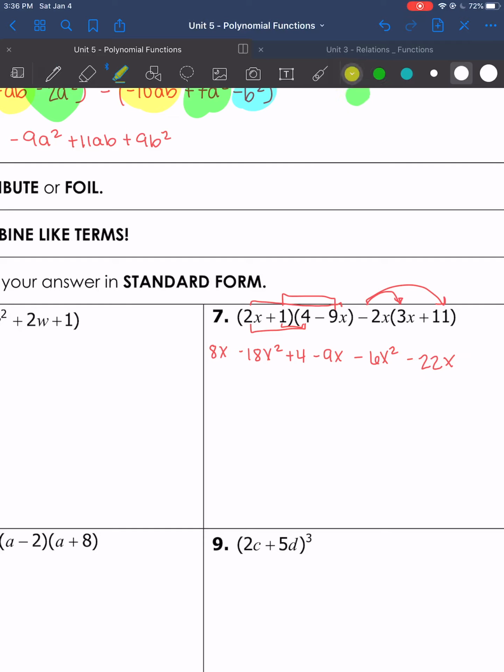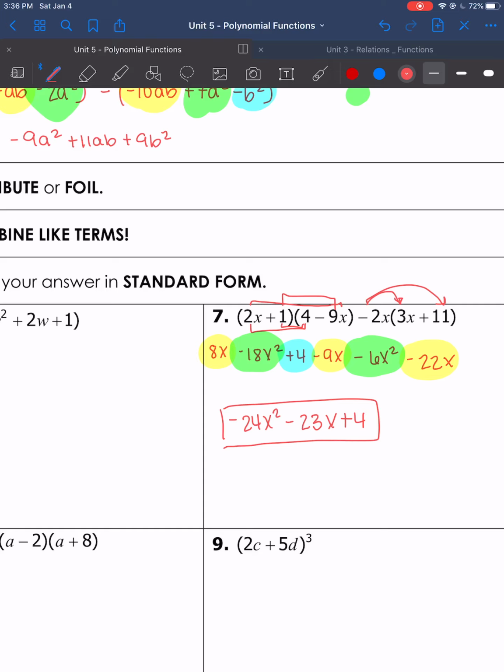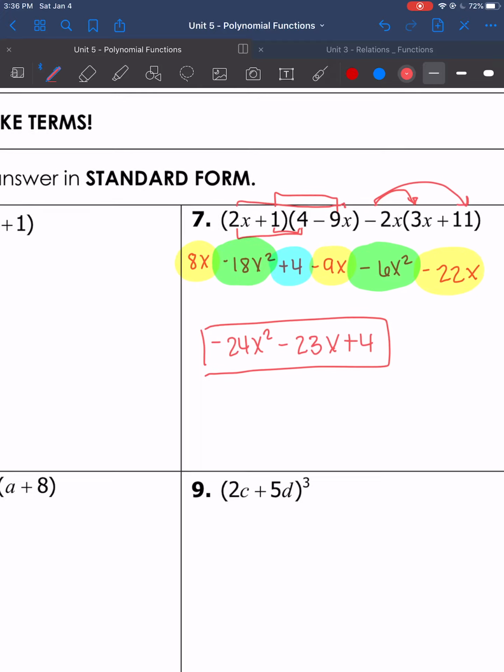So now this is where our fun stuff comes in. So I have 8x, 9x, negative 22x. And then I have negative 18x squared, negative 6x squared, and then I have this little 4. So when I combine my like terms in standard form, I'm going to start with my x squared, so I get negative 24x squared minus 23x plus 4. Alright, that's number 7. Let's move to number 9.